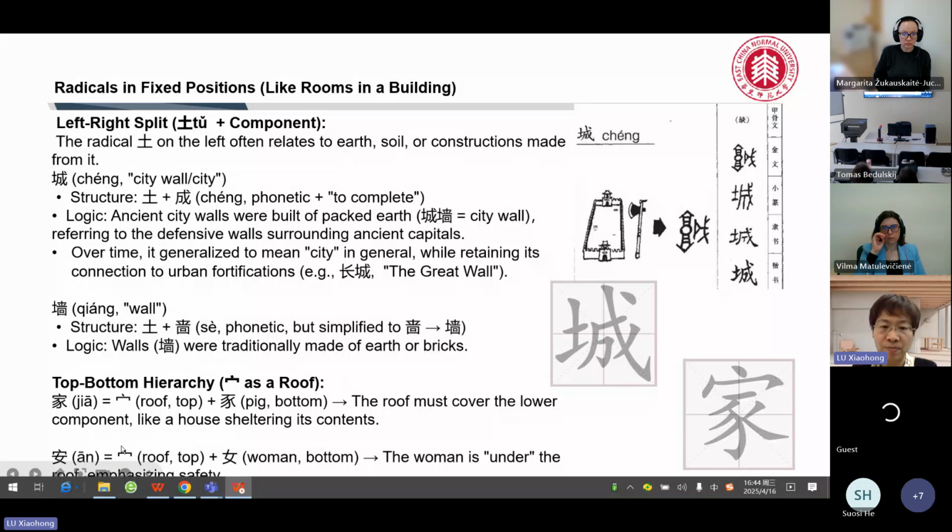And we also just mentioned the word 安, an, from a top part to a lower part. So from top to bottom, a roof with a woman in it. And so she is under the roof. This makes the family safe, indicating safety. So that's the word an.